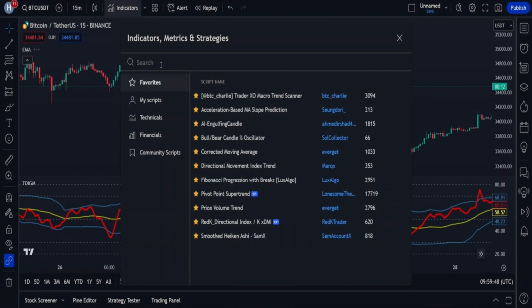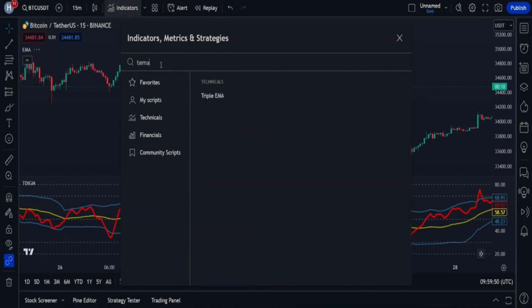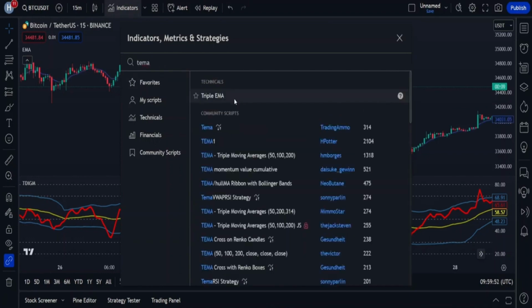First, we will change the indicator settings. Go to the EMA indicator settings, go to the Inputs tab, and change the length to 200.